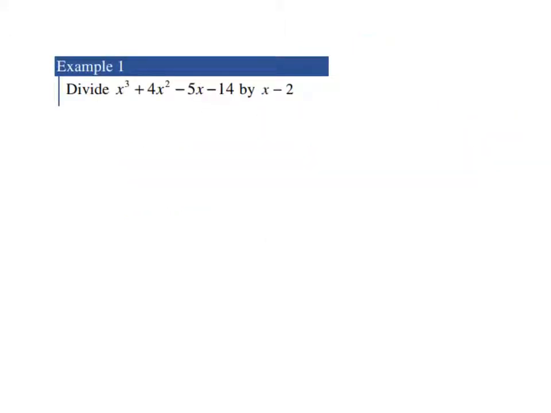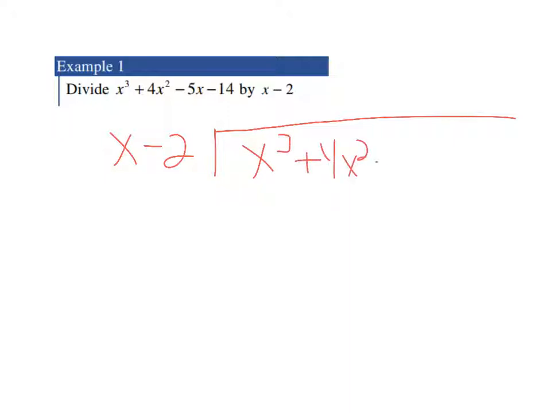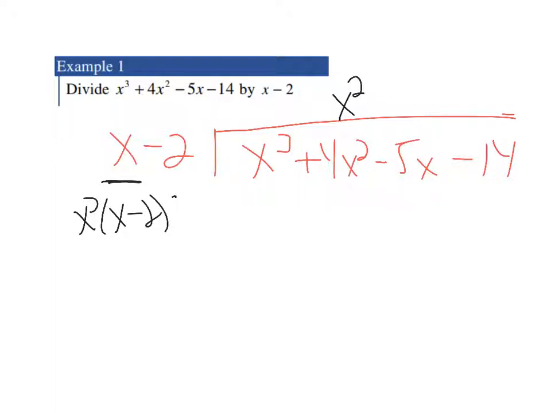Okay, so to do this division, I'm going to set it up just like a division problem. x cubed plus 4x squared minus 5x minus 14. And then I'm going to ask myself, just like you did with numbers, I'm not going to worry so much about the 2. I'm just going to look at the x and ask myself, what times x is x cubed? Well, of course, that's x squared. And now I'm going to multiply x squared times x minus 2. Typically, you won't write this step down, but when first learning about this, it doesn't hurt to.